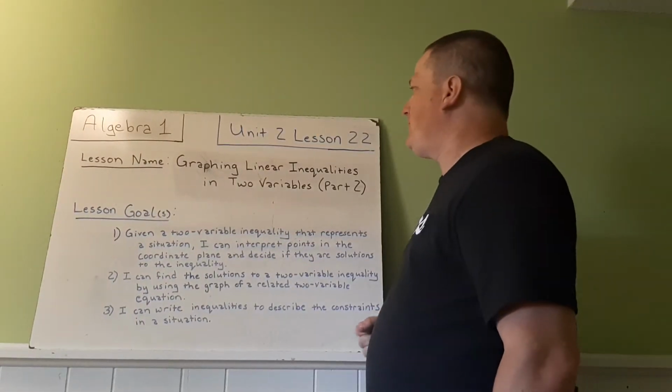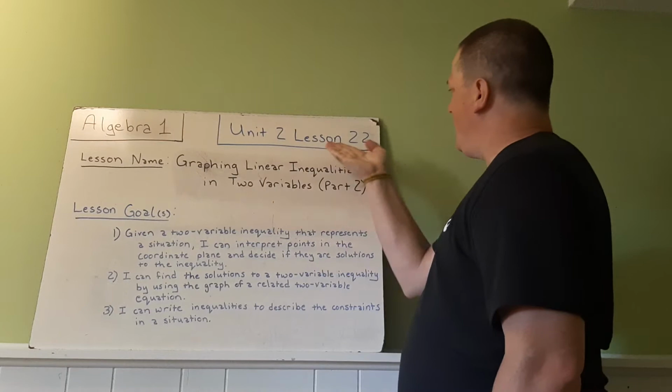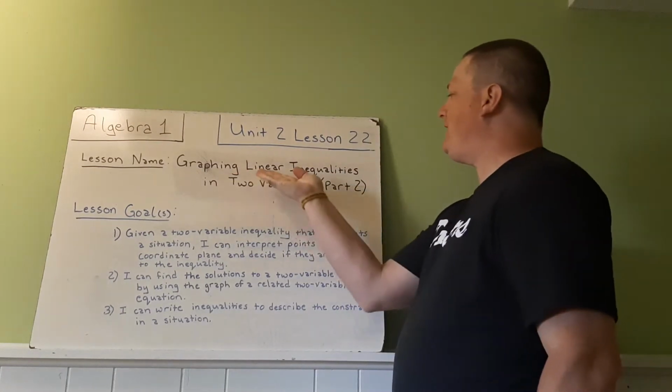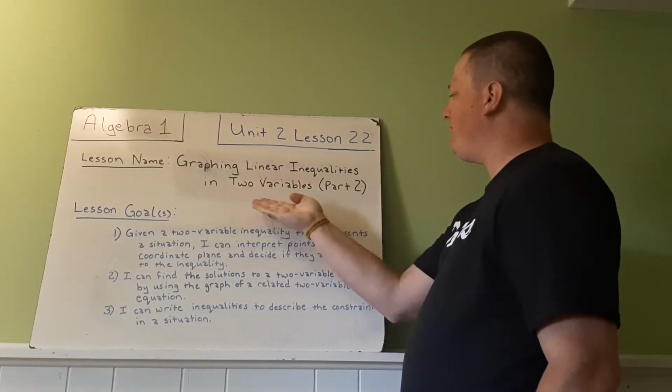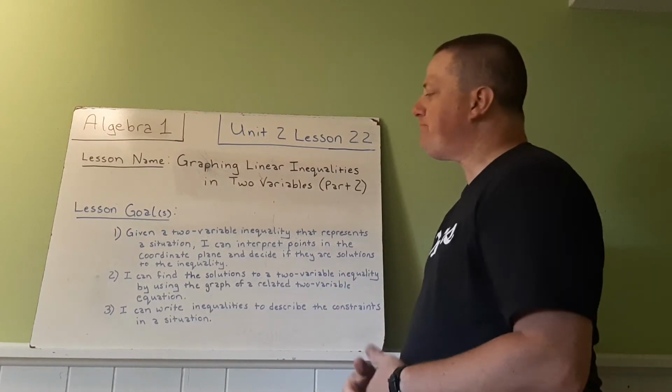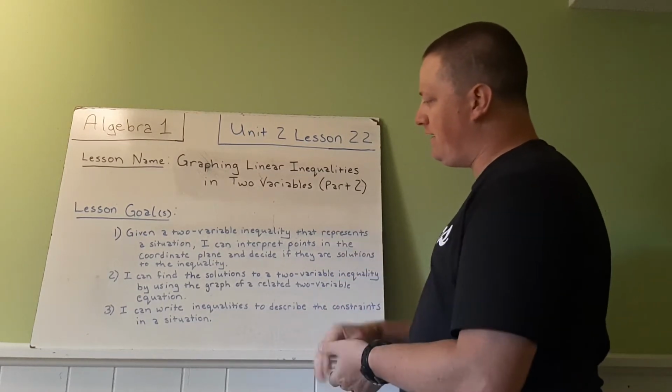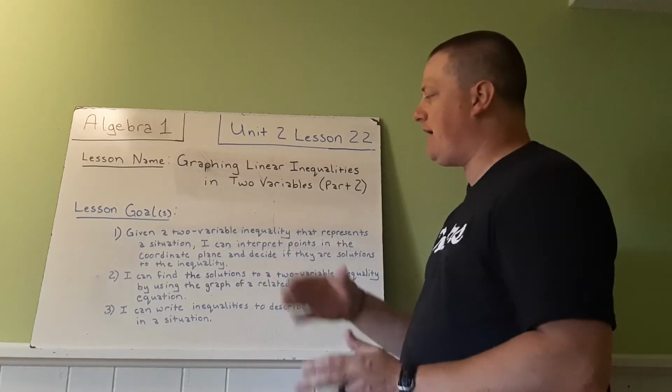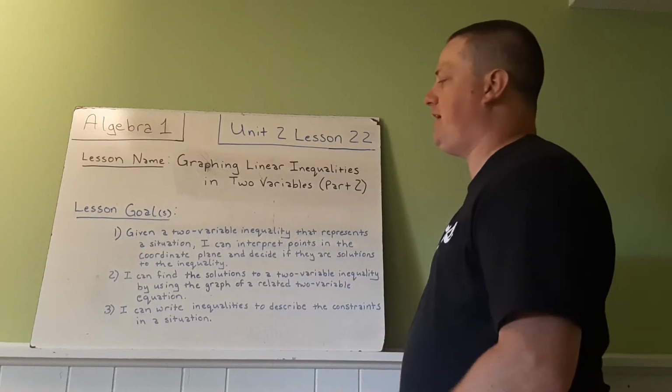All right, Algebra 1 students, let's look at Unit 2, Lesson 22, Graphing Linear Inequalities in Two Variables, Part 2. So we're continuing our last lesson. We have 3 goals here. They're a little bit wordy, so take your time, get them written down, pause if necessary.